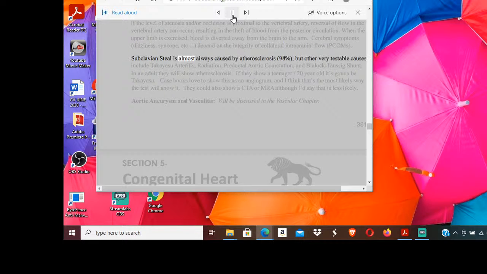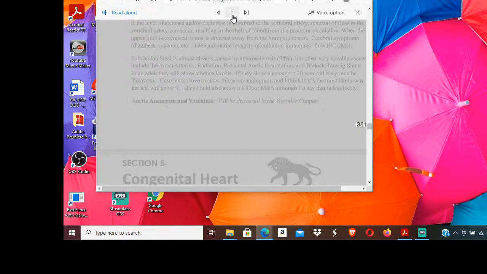Subclavian steal is almost always caused by atherosclerosis, 98%, but other very testable causes include Takayasu arteritis, radiation, preductal aortic coarctation, and Blalock-Taussig shunt. In an adult they will show atherosclerosis. If they show a teenager or 20-year-old, it's going to be Takayasu. Casebooks love to show this as an angiogram, and I think that's the most likely way the test will show it. They could also show CTA or MRA, although I'd say that is less likely. Aortic aneurysm and vasculitis will be discussed in the vascular chapter.